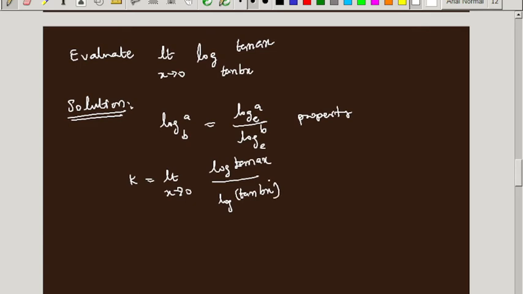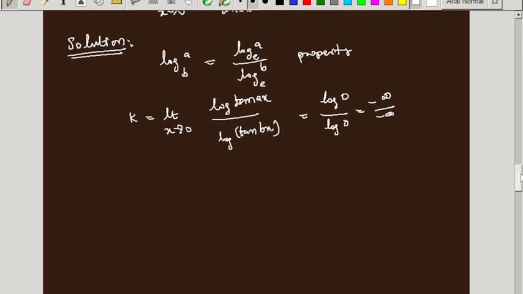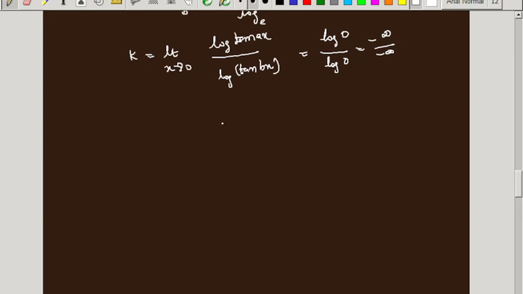So here if we apply the limit 0, this become log tan 0 is 0 dividing by log tan 0 is 0, so tan we get minus infinity by infinity. So here this is indeterminate format. So what we do, we apply the L'Hospital rule for this one.